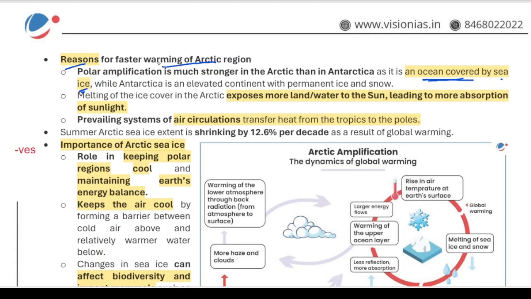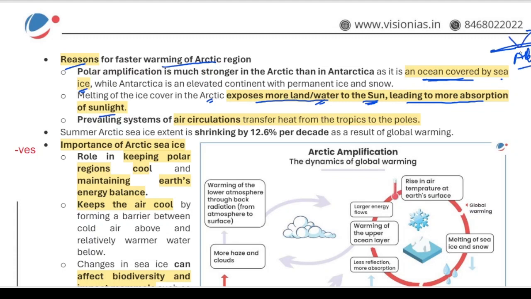This is the main reason for Arctic amplification. Now, the melting of the ice cover in the Arctic exposes more ocean water to the sun, leading to more absorption of sunlight. Because the Arctic is melting at a very fast rate, ocean water is coming into direct contact with the sun. And as we studied previously, ice albedo is very high.